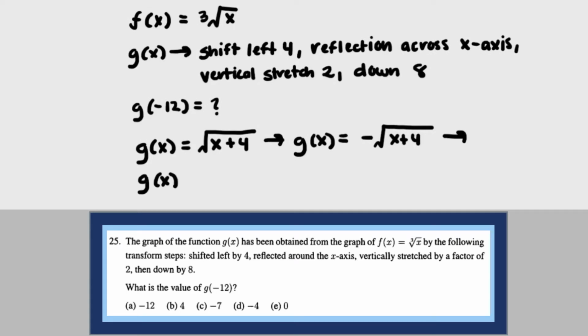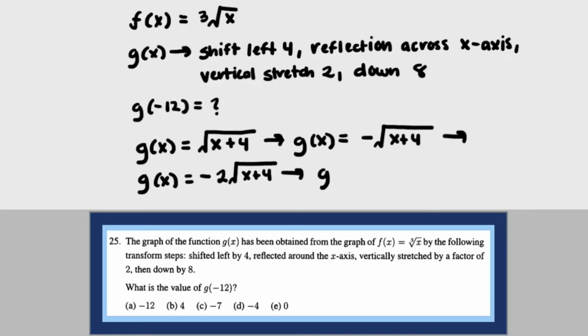So the next thing is we have a vertical stretch of 2. Whenever there's a vertical stretch, we're going to take what we have, and it's going to be now negative times 2 times the square root of x plus 4. And then lastly, it had shifted down by 8.